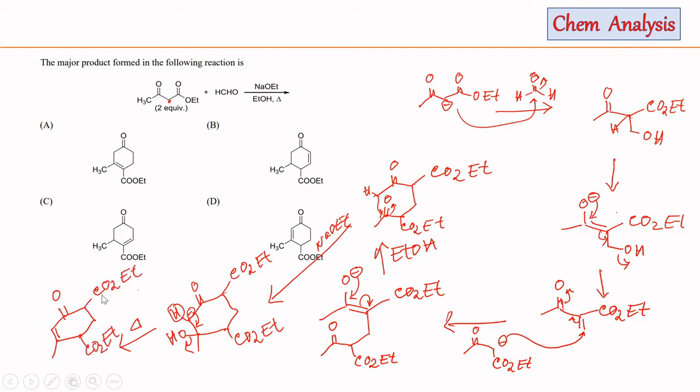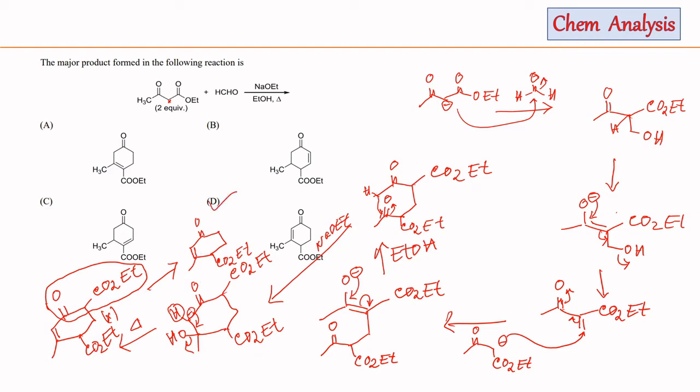And there is one more important thing: this is a beta keto ester moiety, and in presence of ethanol, it can act as a proton source. Under thermal condition it will first get hydrolyzed to the corresponding acid, and since beta keto acid is thermally unstable, under thermal condition it will undergo decarboxylation to form the corresponding decarboxylated product. So the final product will be this one, not this one. You can see that option number D is the correct answer.